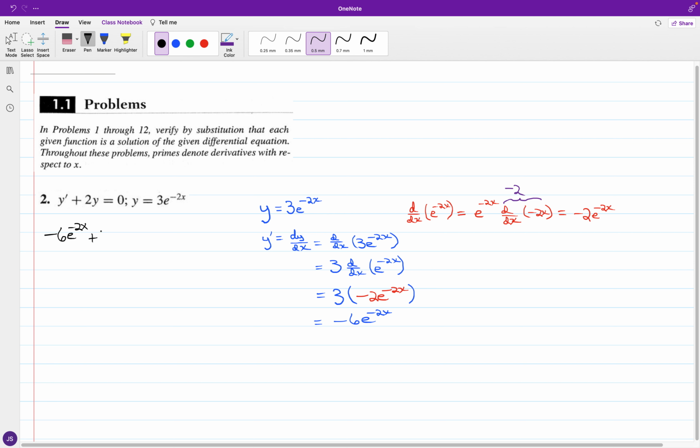And going back to our equation, you've got y prime, again negative 6 times e to the negative 2x, and we have plus 2y, where y is 3 times e to the negative 2x, is equal to 0. So here we have negative 6e to the negative 2x, plus 2 times 3, which is 6, times e to the negative 2x.